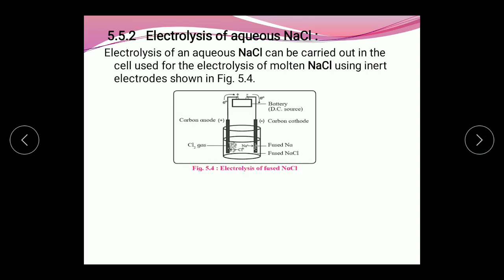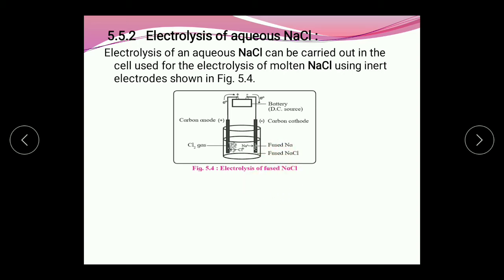So, the figure is the same. Only the difference is in one label that you have to write. Instead of fused NaCl, you have to write aqueous NaCl. The remaining figure, everything will be the same. I have written here figure 5.4, so I am showing figure 5.4 here. When a question asks you to write down the electrolysis of aqueous NaCl, you have to draw the same figure, only one label will be different. That is, instead of fused NaCl, you have to write aqueous NaCl.